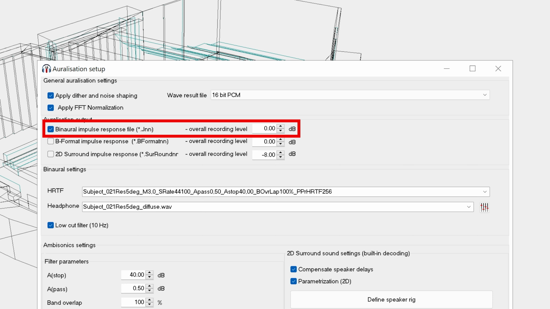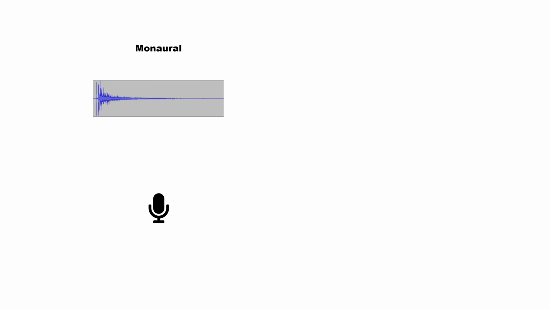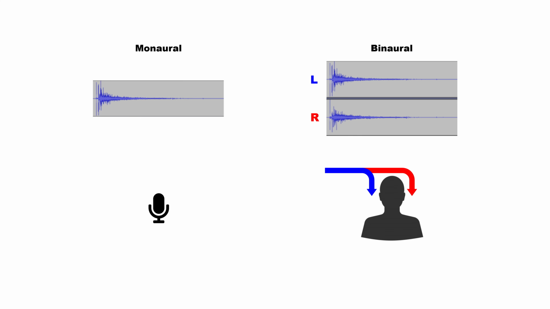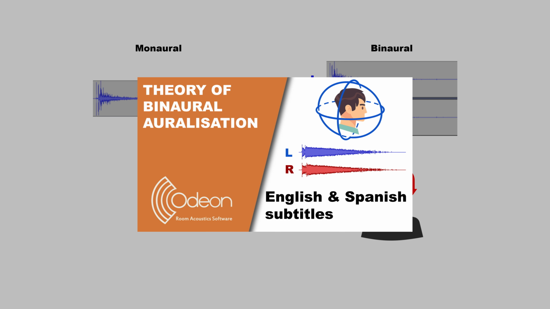For that, binaural impulse response file should be enabled. So, what is a binaural impulse response? An impulse response is typically monaural, and it would be related to what is captured by a microphone. On the other hand, a binaural impulse response is related to what is captured by a pair of ears, taking into account several factors of human hearing such as perception of direction. We have a video talking about the theory of binaural auralization in more detail.